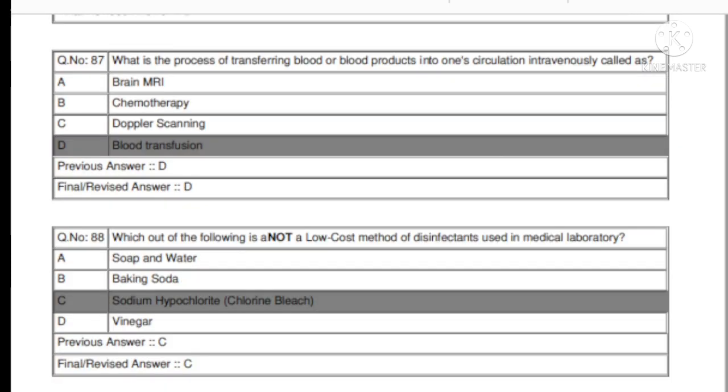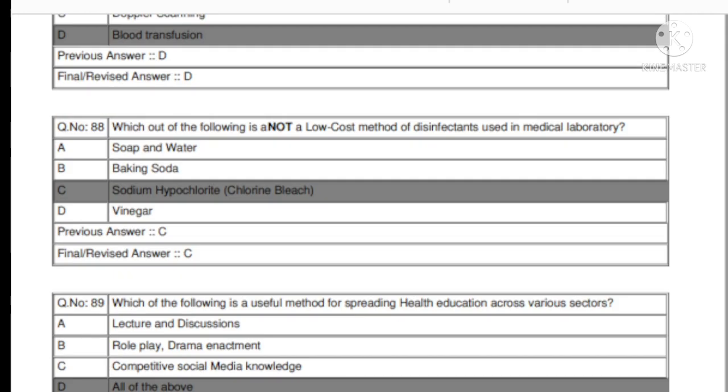Question number 87. What is the process of transferring blood or blood products into one's circulation intravenously called? It is called blood transfusion, not Doppler scanning, chemotherapy or brain MRI. So D is the answer.